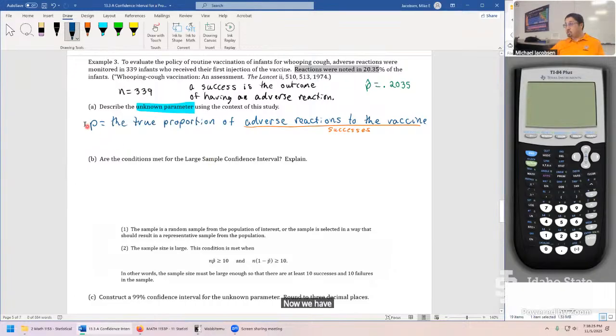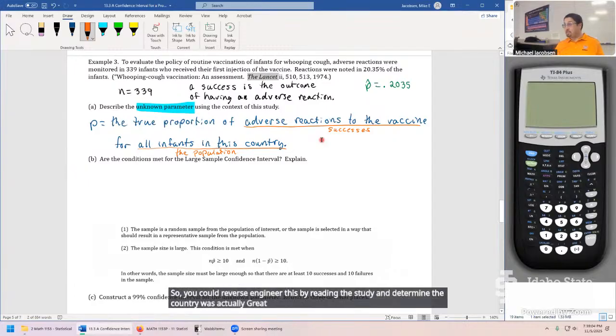Now we have to mention the population as well to say exactly what the parameter is. The parameter describes the population, so it's part of its description. True proportion of adverse reactions to the vaccine for all infants in this country. So this part is the population. So you could reverse engineer this by reading the study and determine the country was actually Great Britain, learn a whole lot about this problem.